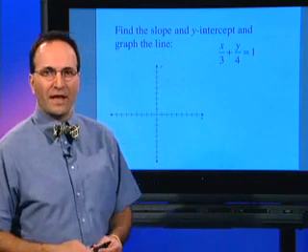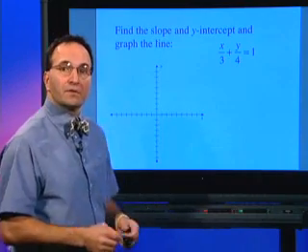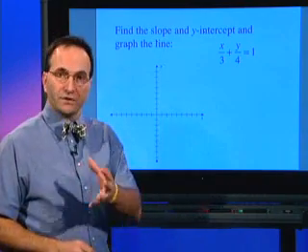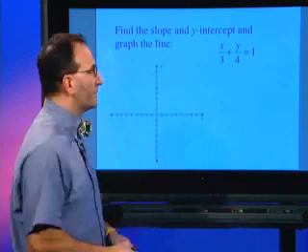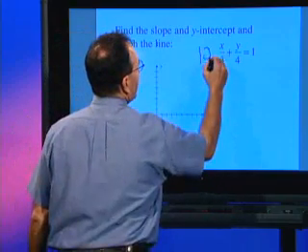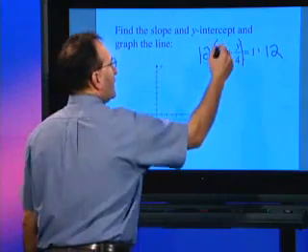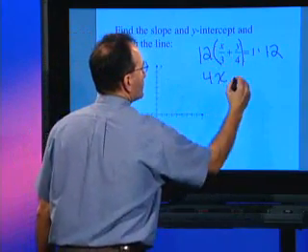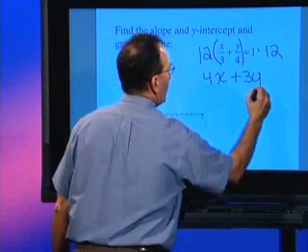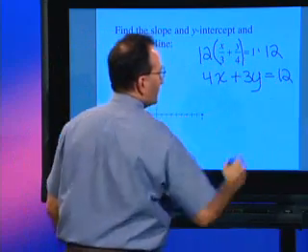Let's find out how you did on that problem. I'm going to recommend that we multiply both sides by 12, which is the least common denominator, to clear out the fractions. So multiply by 12 and multiply by 12. So here we're going to get 4x plus 3y equals 12.